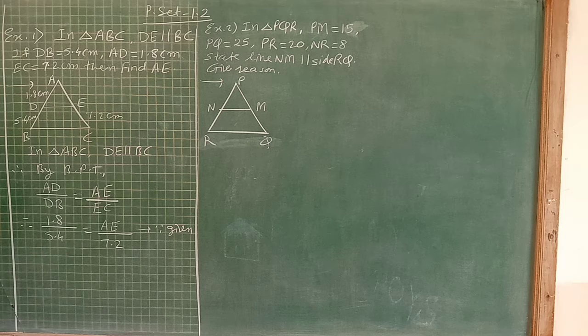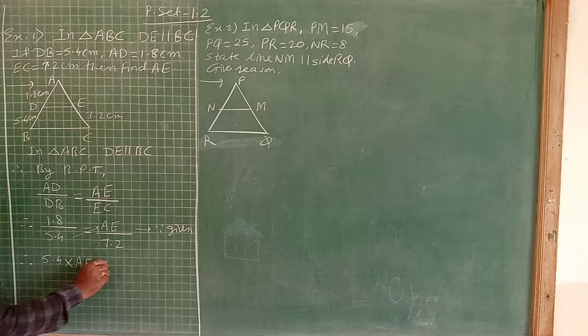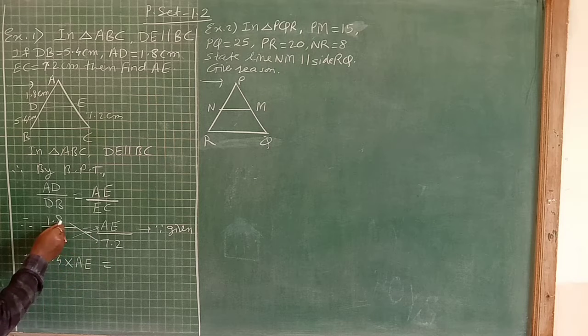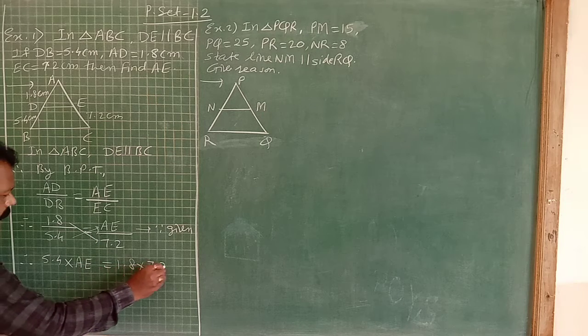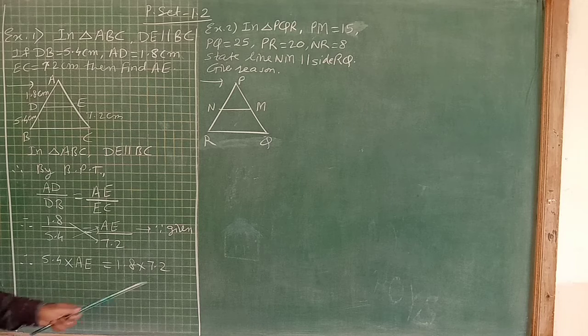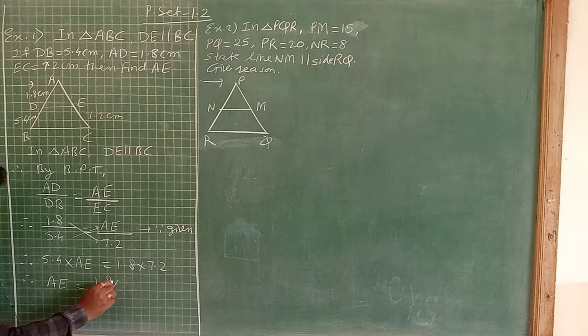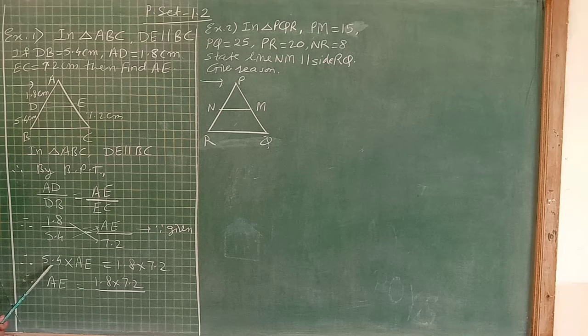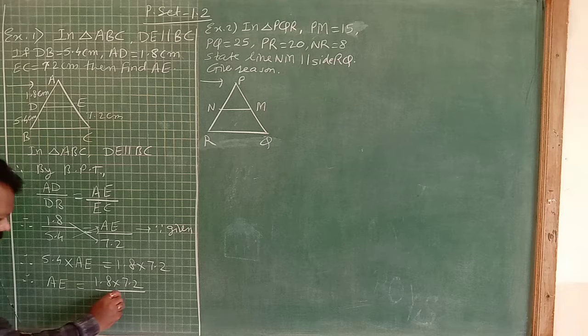Now solve this by cross multiplication. What you have to find, AE, keep on the left side of the equation, and keep the numbers on the right side. Therefore, 5.4 multiplied by AE equals 1.8 times 7.2. Now we don't want 5.4 here. So 5.4, which is multiplying here, after going to the right side, will be a divide.